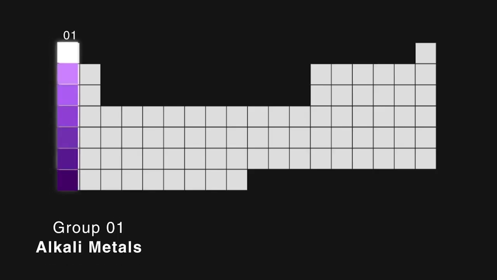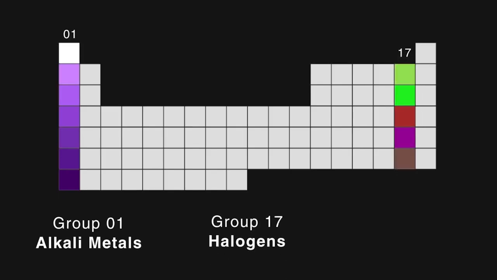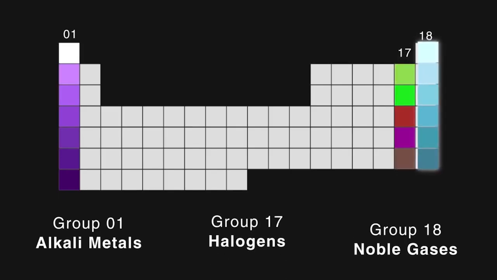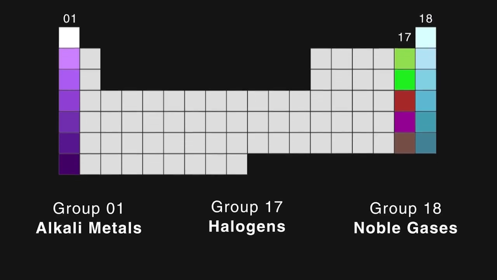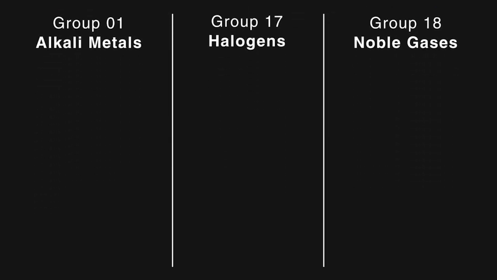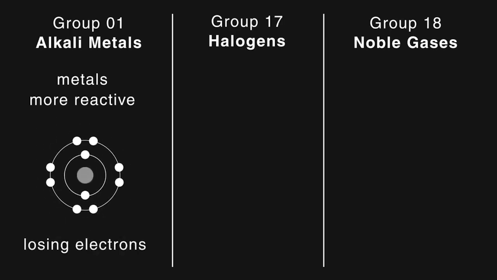There are 3 groups of the periodic table that are usually studied. Group 1, the alkali metals, Group 17, called the halogens, and Group 18, called the noble gases. As we go down Group 1, the metals become more reactive. This is because metals react by losing electrons, and it's easier to lose the outer shell electron the further it is from the positive nucleus.